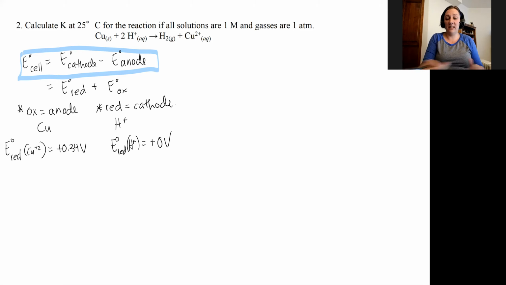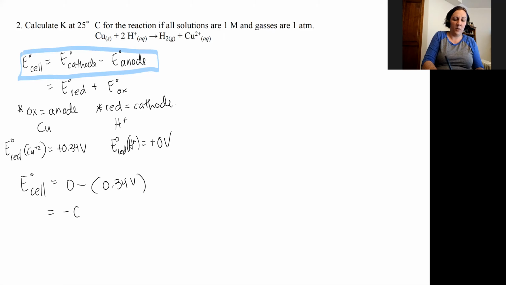Now, the number of electrons that are being transferred here, I need to find as well. Or let me find the cell potential first, and then we'll do that. I'm jumping ahead. I got excited. So that cell potential is equal to my cathode, which is 0, minus my anode, which is 0.34, giving me a potential of negative 0.34 volts.